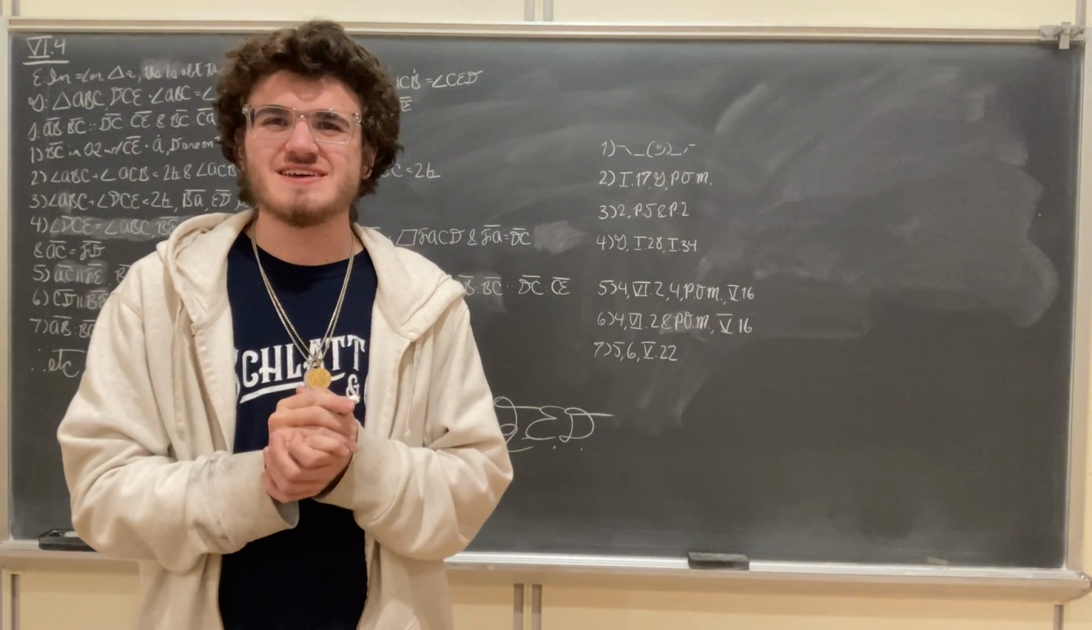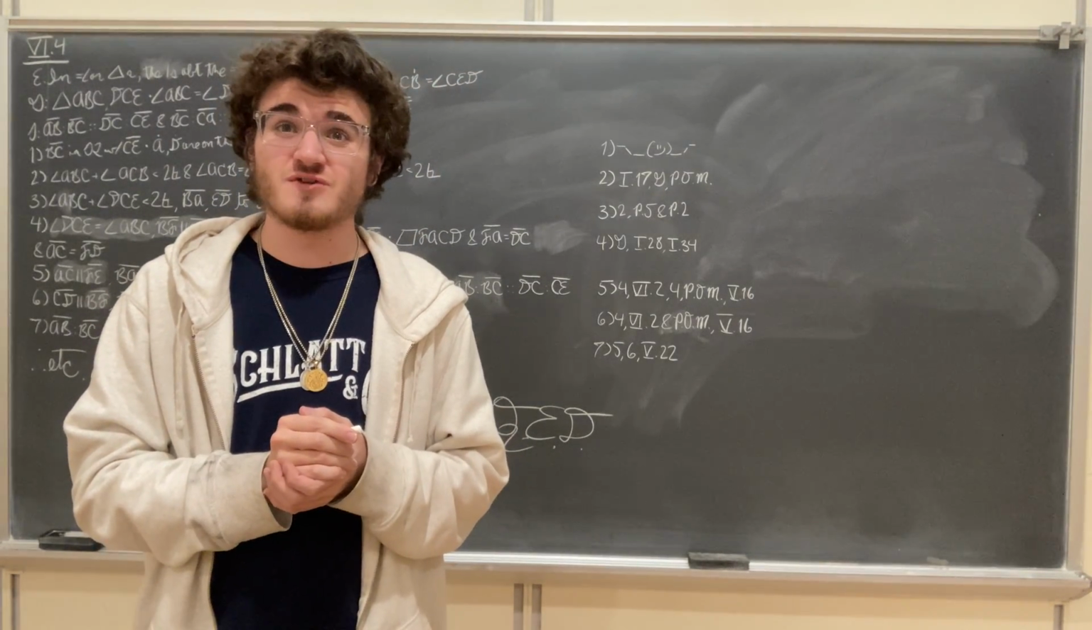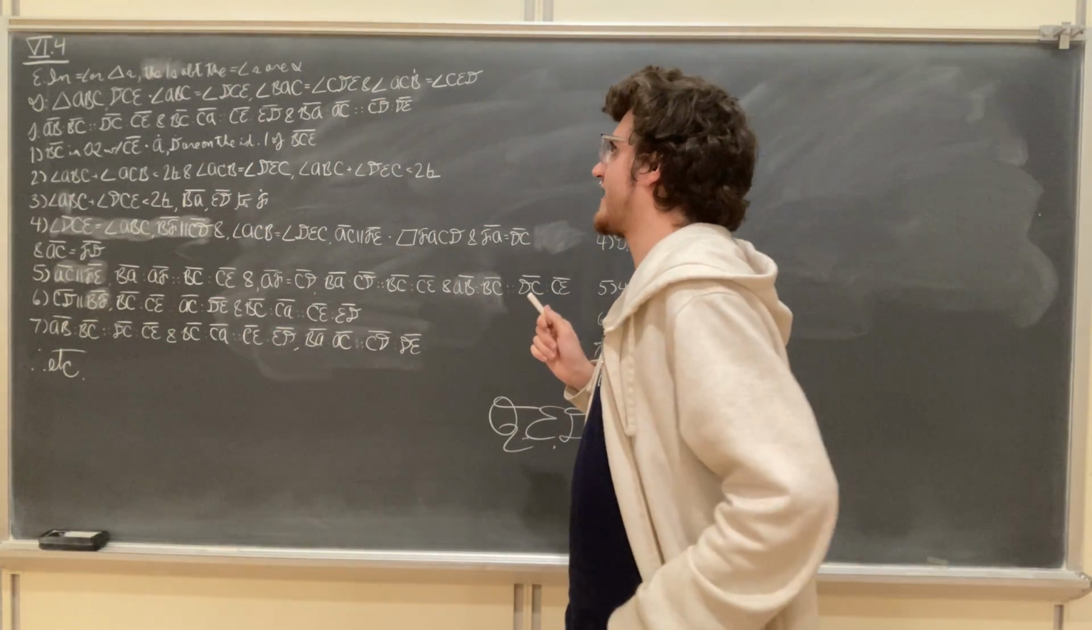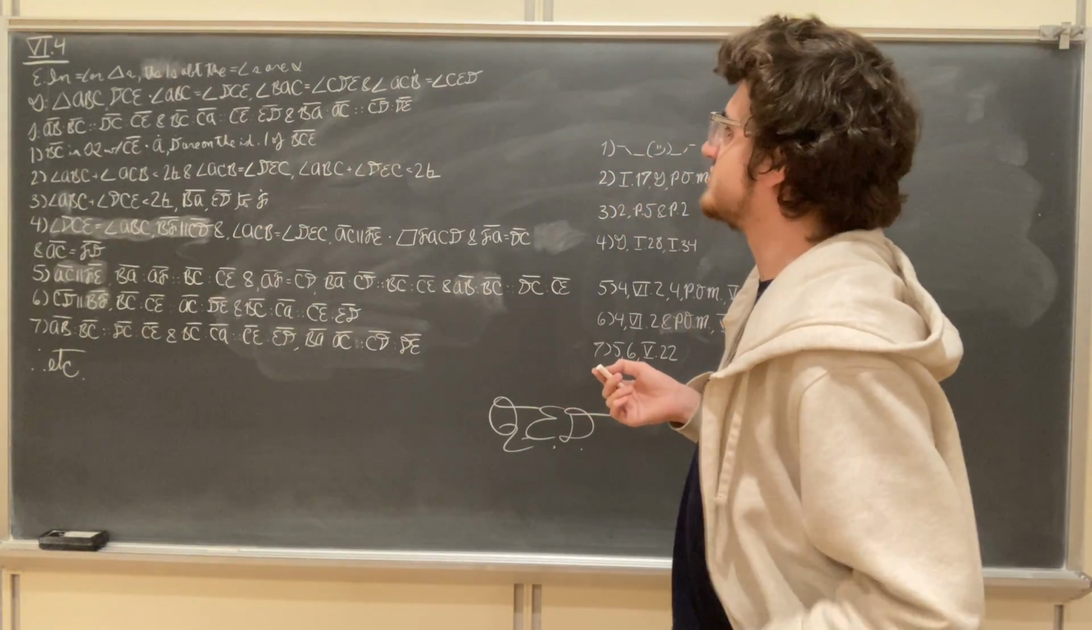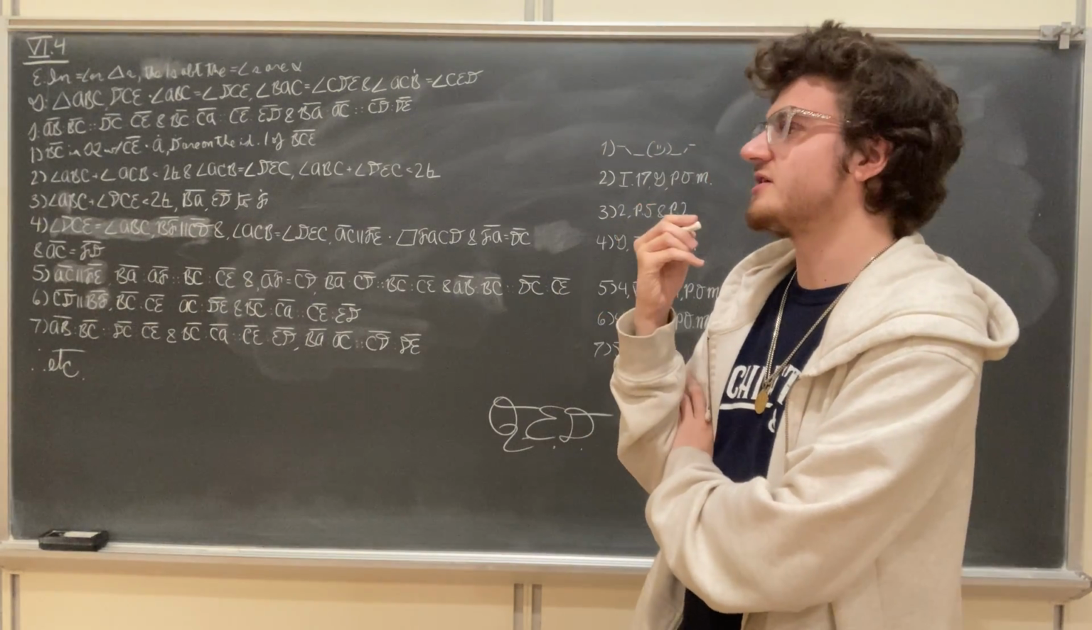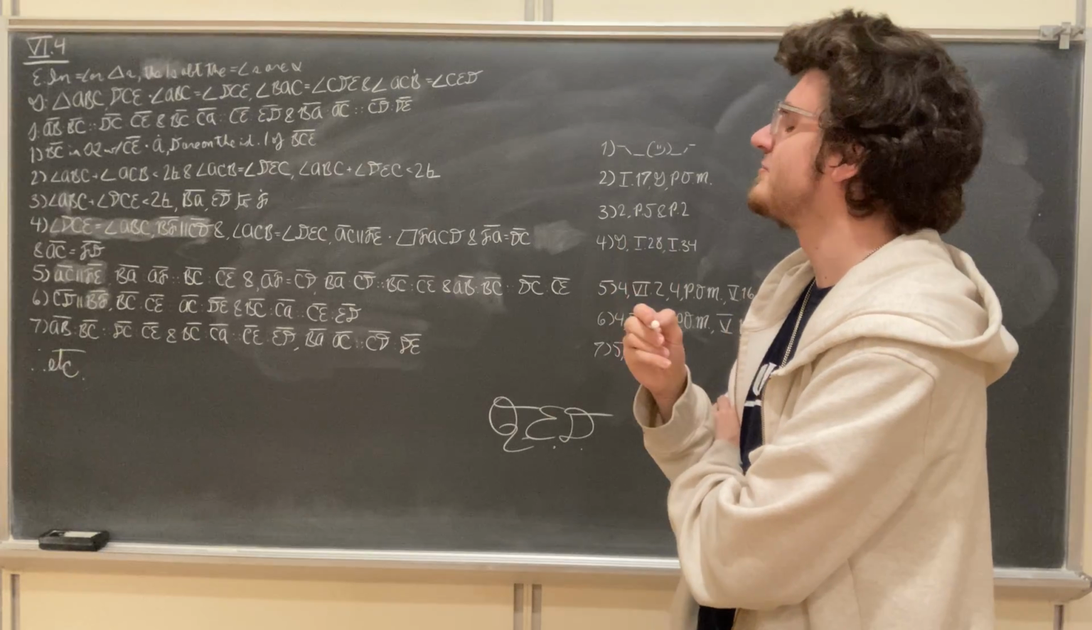Hello, this will be a demonstration of proposition 4 from book 6 of Euclid's Elements, which says that in equiangular triangles, the sides about the equal angles are proportional. This is going to be one of 4 similarity theorems within book 6.